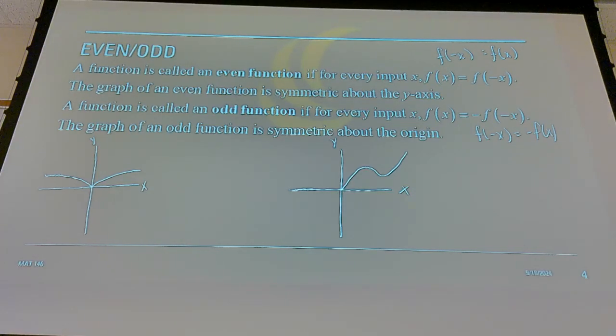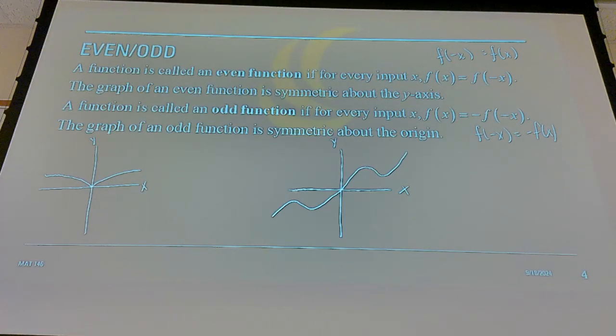Yeah, that's good enough. That would be symmetrical about the origin. Right. So the idea is, we'll go back to the even. Imagine that coordinate system as a sheet of paper, folded across the y-axis. If the curves match up, it's symmetrical. Right, so the curve on the right would lay perfectly on top of the curve on the left.